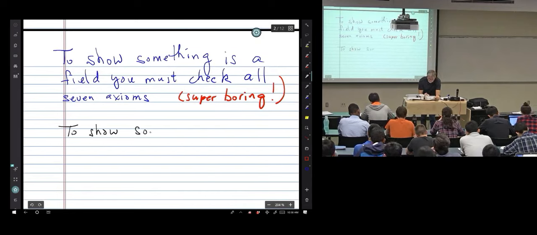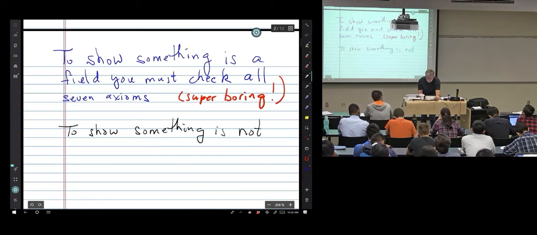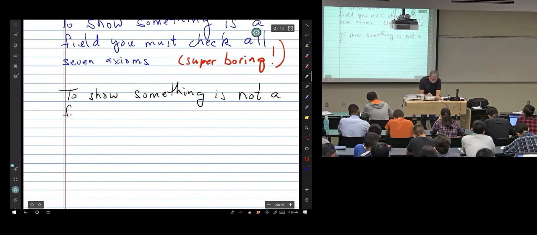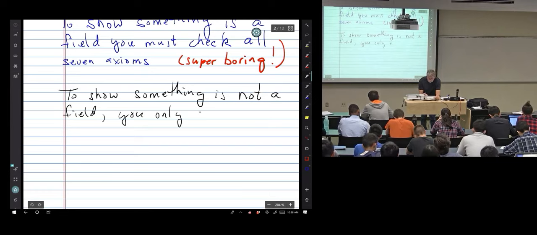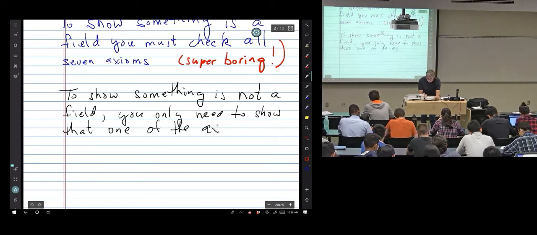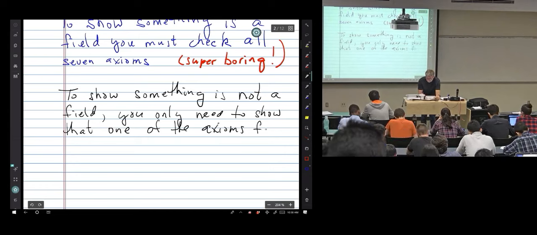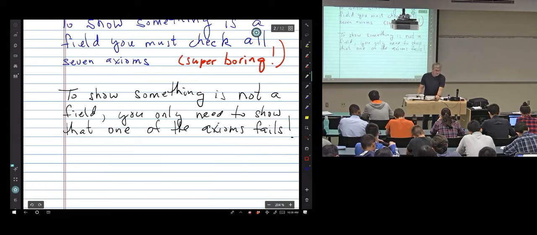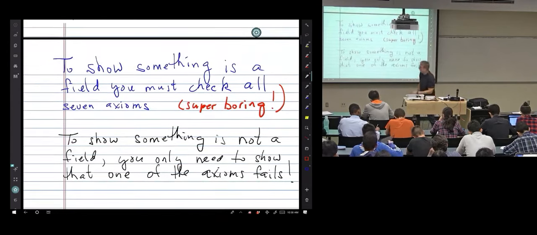To show something is not a field, you only need to show that one of the axioms fails. Okay, it's super obvious maybe what I've written down, but just to be clear.